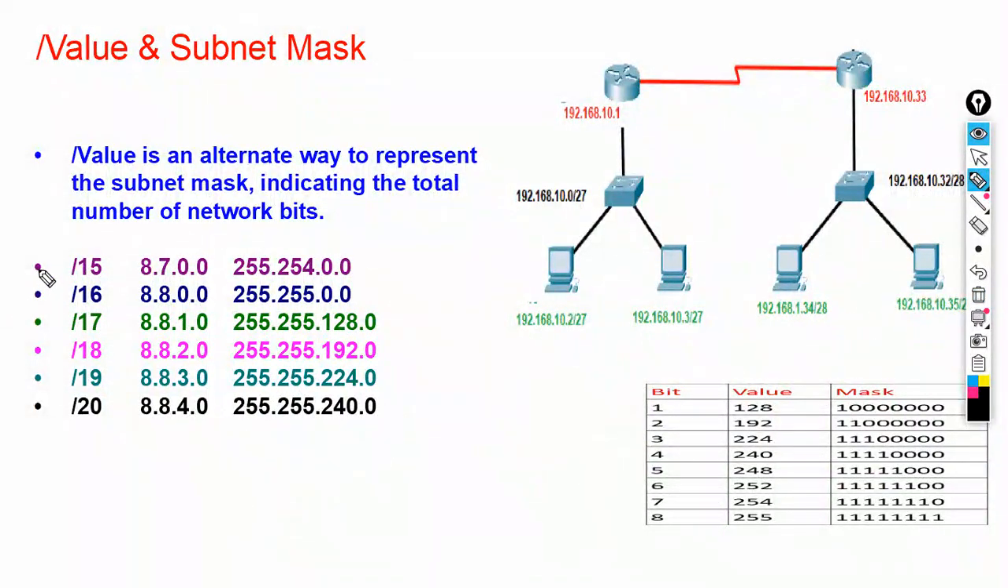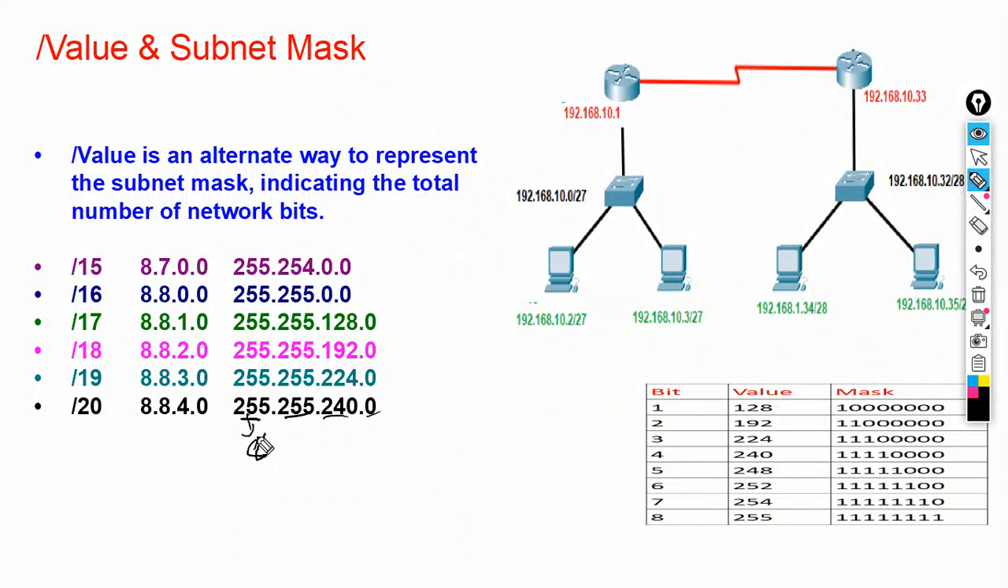So let us see how to convert. We have 255.254.0.0, the subnet mask, and we need to convert it into the slash value. 255 is 8 ones, and 254 gives you 7 ones. 8 plus 7, what is the slash value? 15. Slash 15.